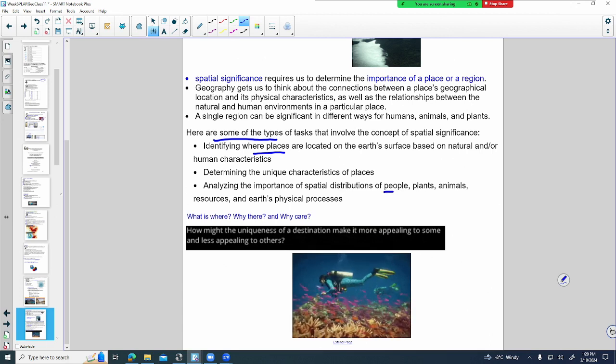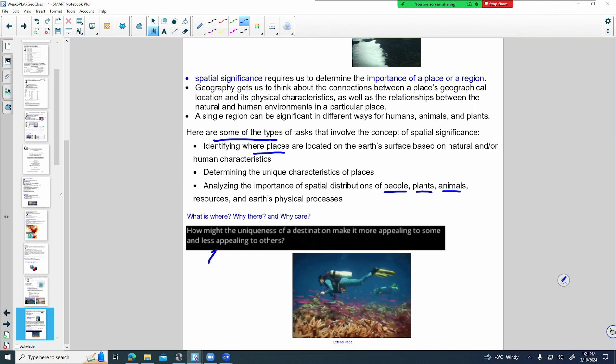So a place might have a lot of people living in it. Are there plentiful plants, animals, resources, Earth's physical processes? So basically you're asking what is where, why there, and why care.